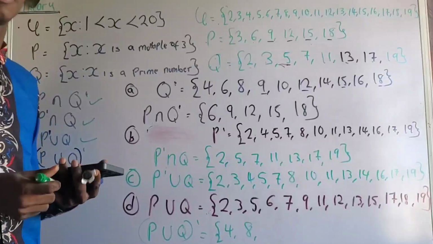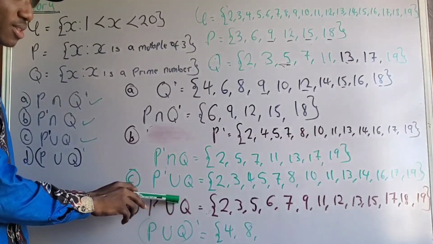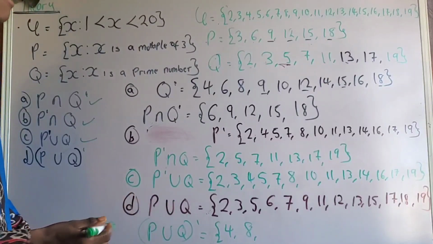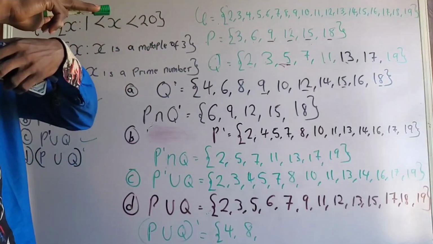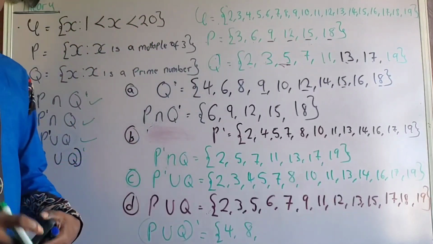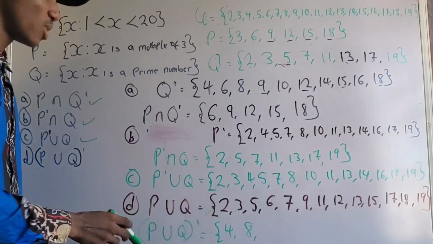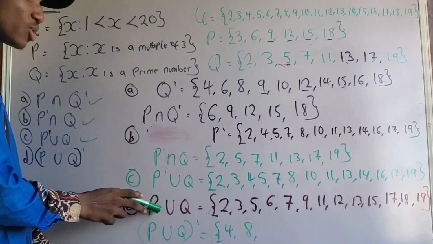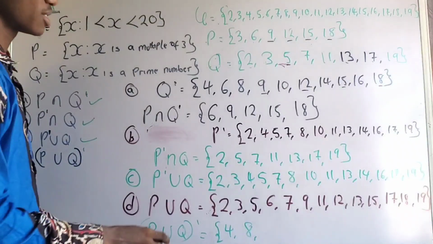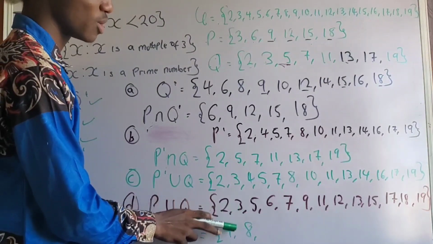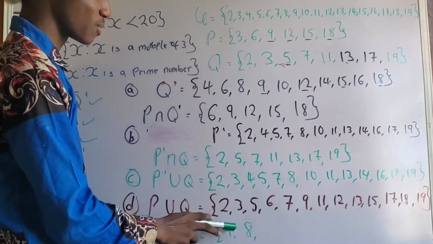Do you understand what I'm doing? Listen to me carefully. P union Q is this. P union Q complement refers to the elements that are present in the universal set. The universal set is the superset of all the sets that we have here. Are you getting it? So the elements that are present in the universal set but are not present in the union of P and Q are known as P union Q complement. If you check very well, you will discover that 4 is not present here, but 4 is present in the universal set. So we are going to include 4.